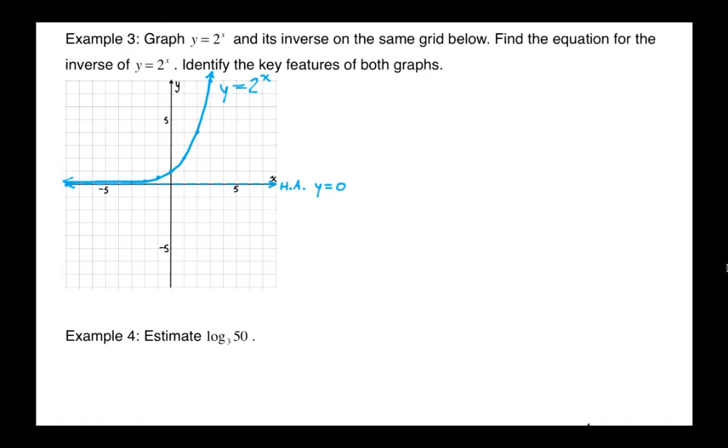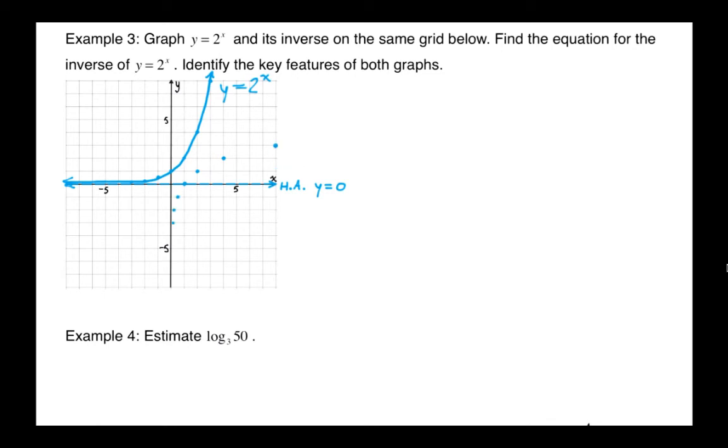Now to do the inverse, all we need to do is switch the x and y coordinates. So here are a few points I've started with. Notice how I took (0, 1) and put it on (1, 0), how I took (1, 2) and put it to (2, 1). (2, 4) became (4, 2), and (3, 8) became (8, 3). So I've got a bunch of points here.